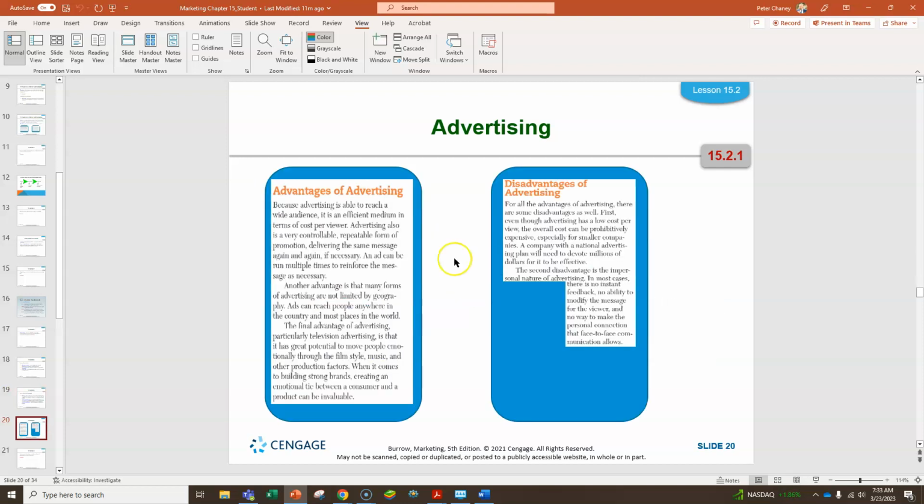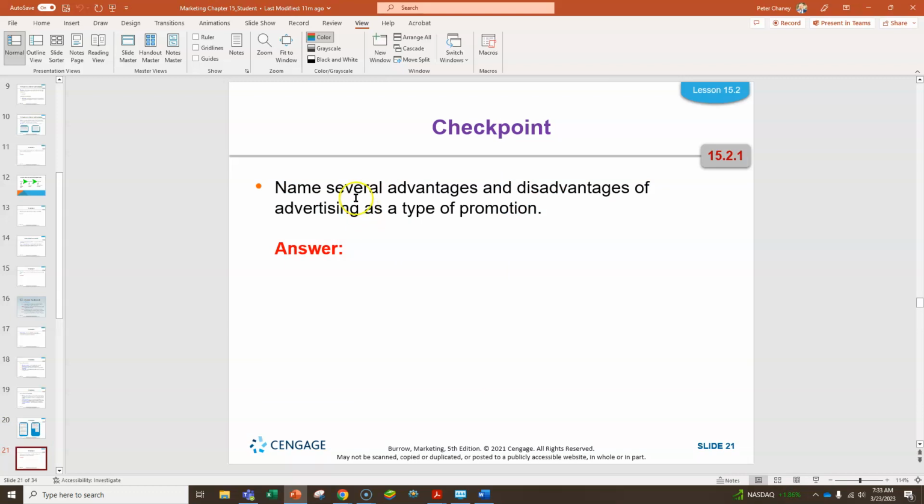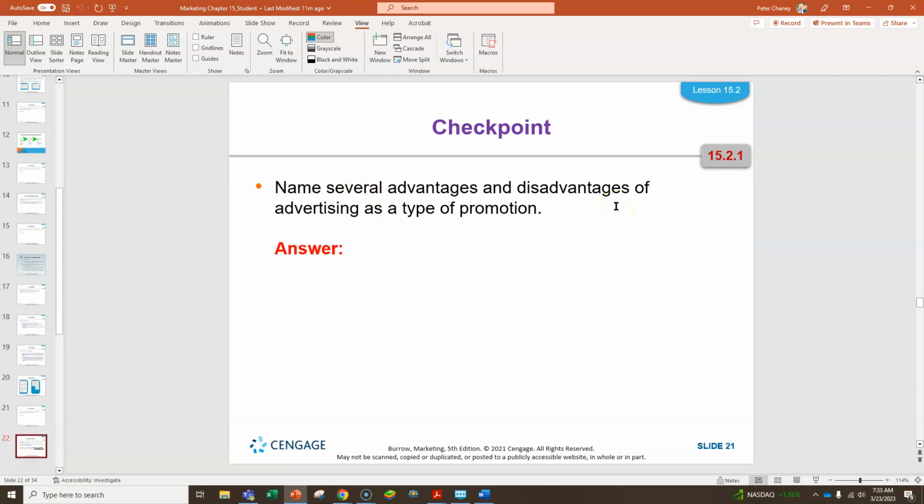So here, directly from the textbook, you can find the advantages of this type of advertising and the disadvantages right here. So if you don't want to read this part, you can read it in the textbook so that you can answer the question related to the advantages and disadvantages of advertising as a type of promotion.